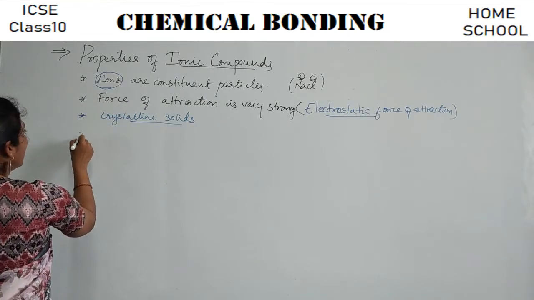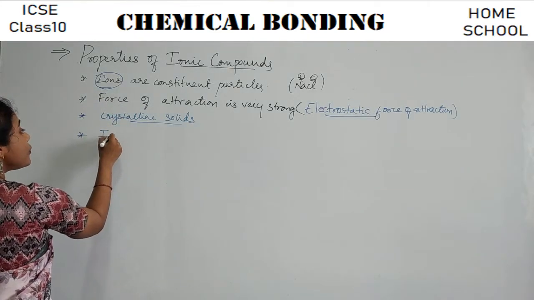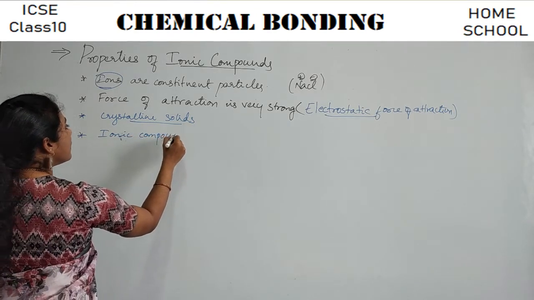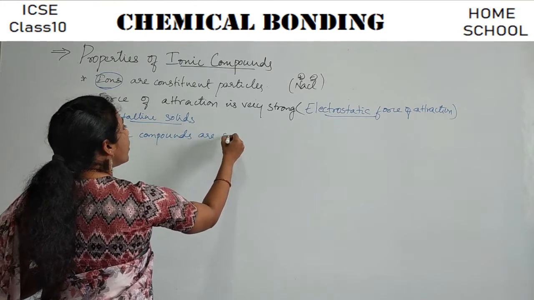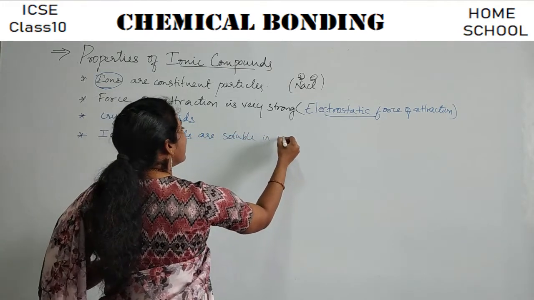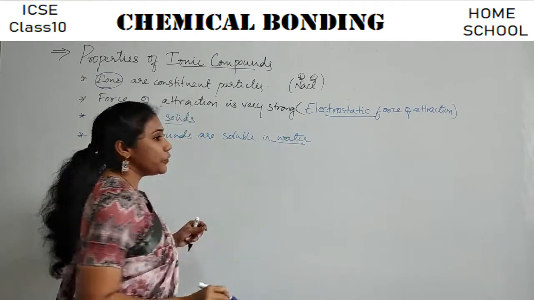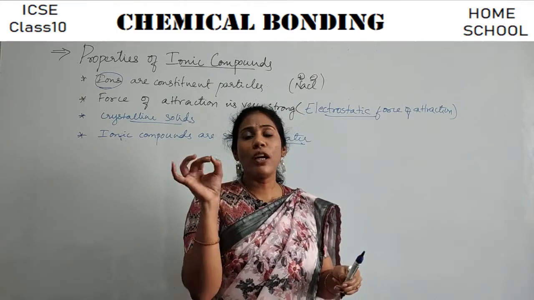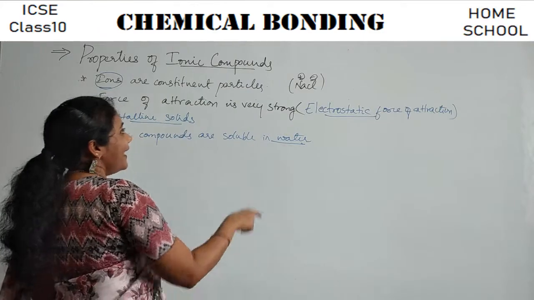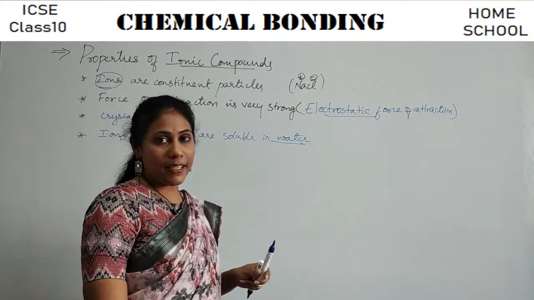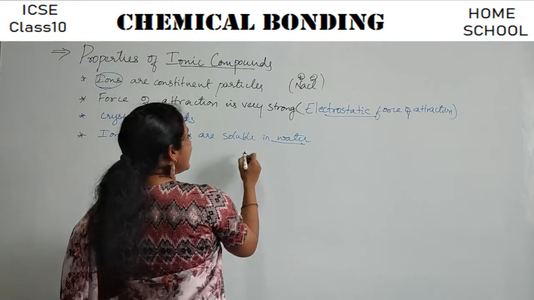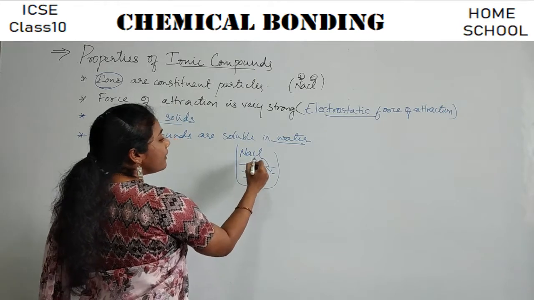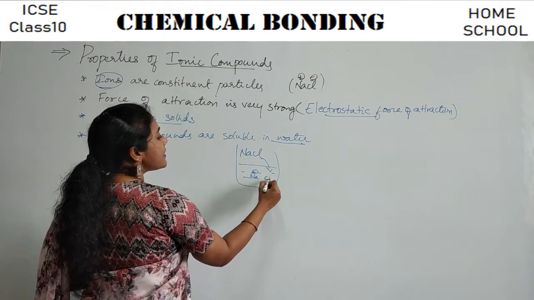Next, you know, these ionic compounds are soluble in water. If you put them in water, they can dissolve very nicely, because water has an ability to break the attractions present in NaCl. The moment NaCl goes into water, it will break up into Na plus ion and Cl minus ion.